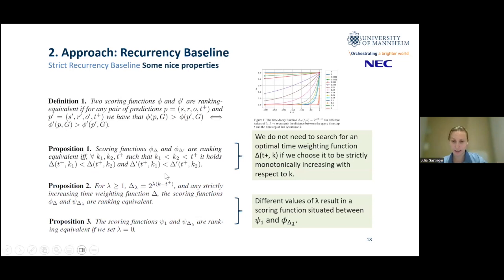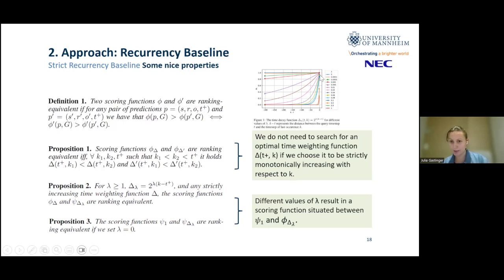This is some theoretical stuff we have in the paper, but the main two summaries of this are: we do not need to search for an optimal time weighting function if we choose it to be strictly monotonically increasing with respect to k, which is somewhat convenient. And the second one, which refers to your question also, is that different values of lambda reside in a scoring function, which is situated between c and phi and psi delta lambda.